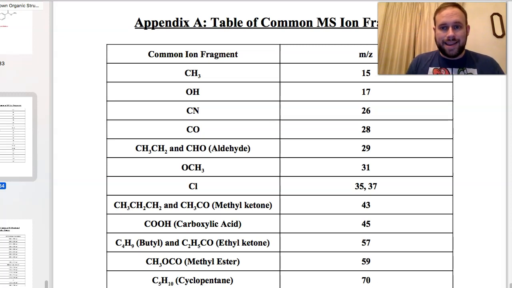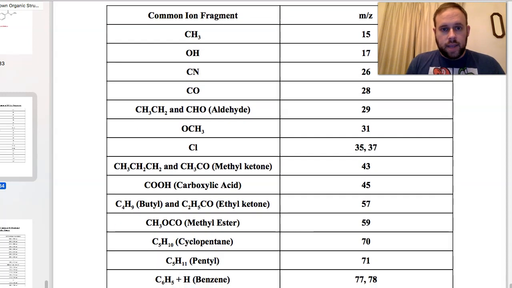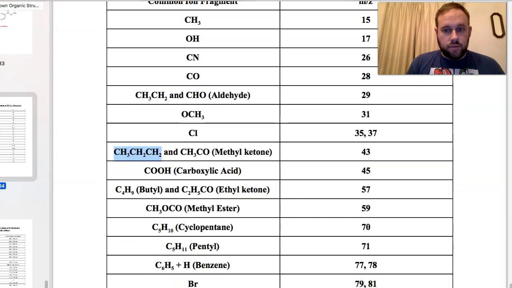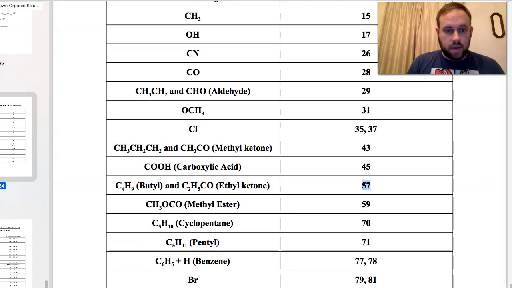All right, so in Appendix A of the guide, we have the common ion fragment table. And if you take a look at 29, we have an ethyl group. You could also have an aldehyde, and we did say there might be a C double bond O, but you have ethyl. And then if you move down to 43, which is the next peak, we have propyl. And then if you move on to 57, for the next peak, we have butyl. So you also have an ethyl ketone as a possibility here. So you could have a C double bond O with an ethyl group on one side of it.